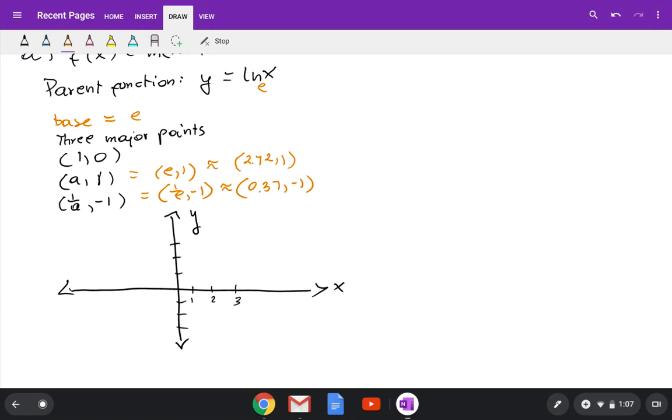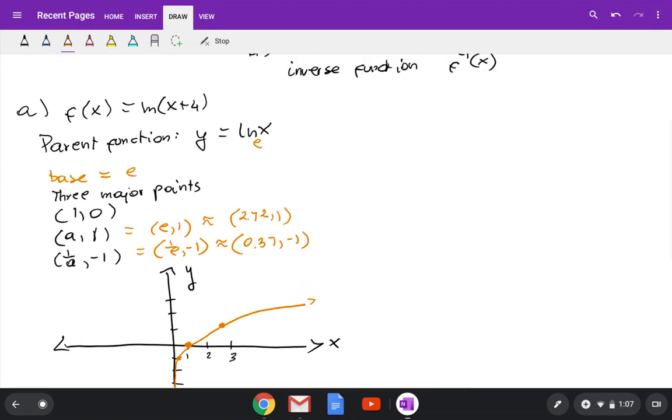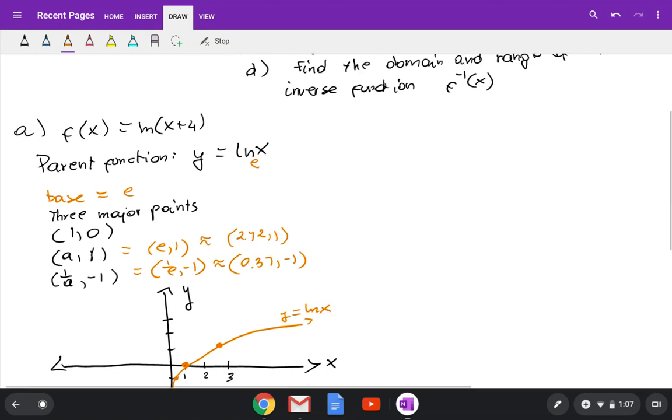So I have 1 comma 0, 2.72 comma 1, that will be here, and 0.37 comma negative 1. So I graph, again, it should not touch the asymptote, guys, but it approaches it. I graph y equals ln of x. So in orange is y equals ln of x, the parent function.